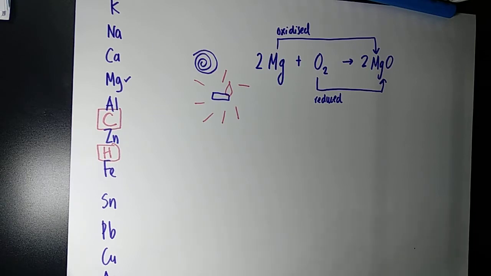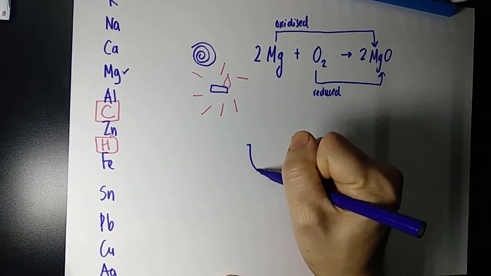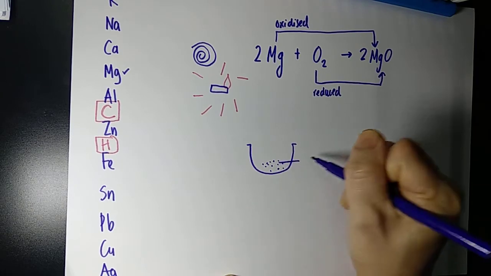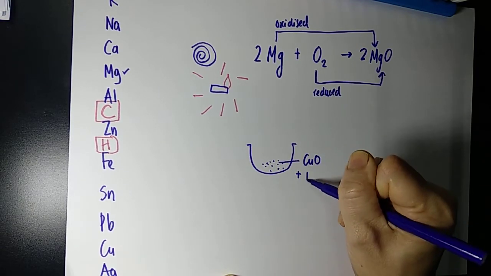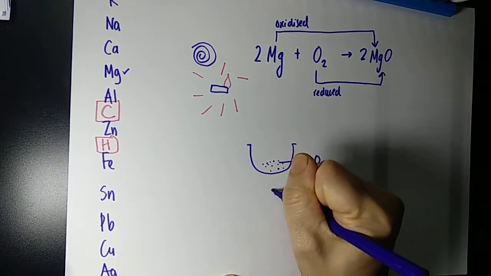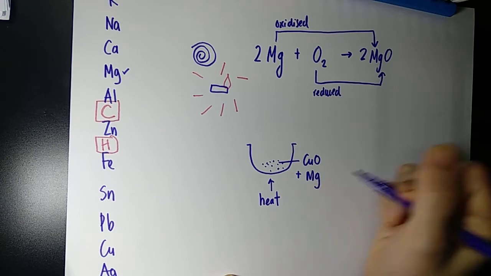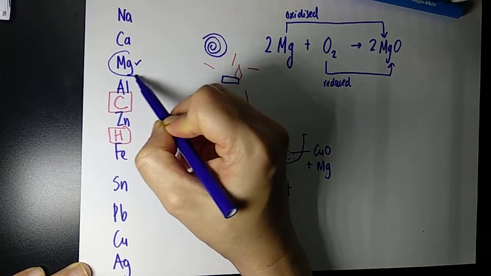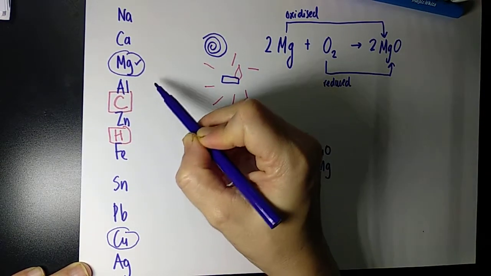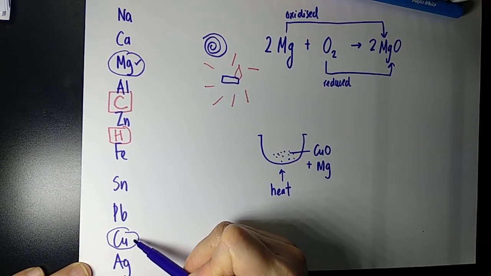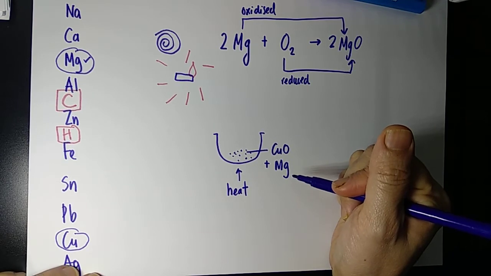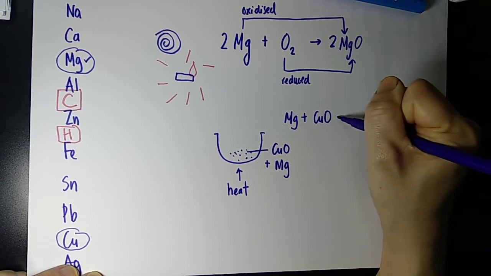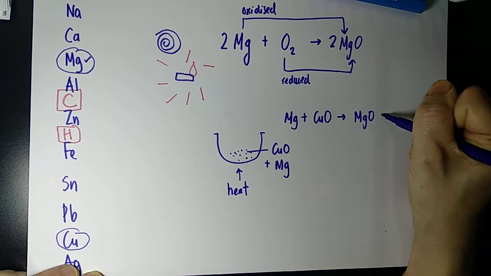Now, let's say I had a crucible, and my crucible was filled with copper oxide and magnesium. Okay, I heated up this crucible. Who is more reactive, copper or magnesium? So if you look at this list, obviously magnesium is up here, copper is down here. So magnesium loves oxygen more than copper. So when you heat it up, will magnesium try and get the oxygen? Of course. So magnesium will react with copper oxide to produce magnesium oxide and copper.